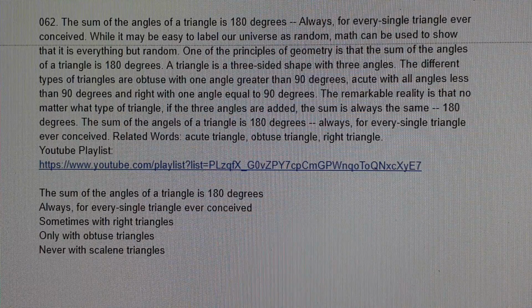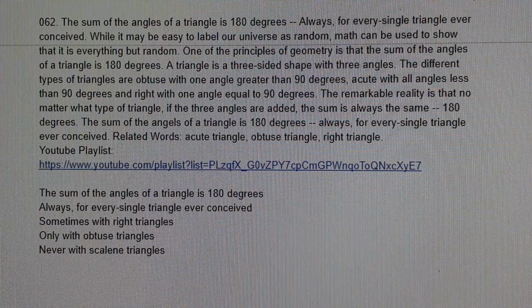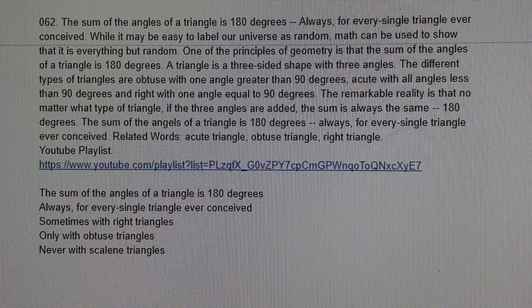Related words: acute triangle, obtuse triangle, right triangle.